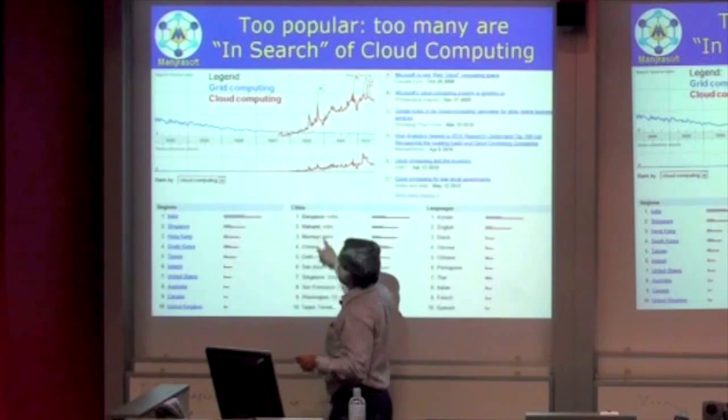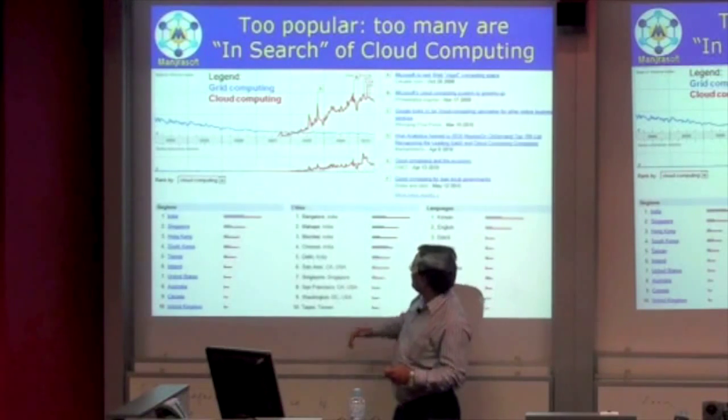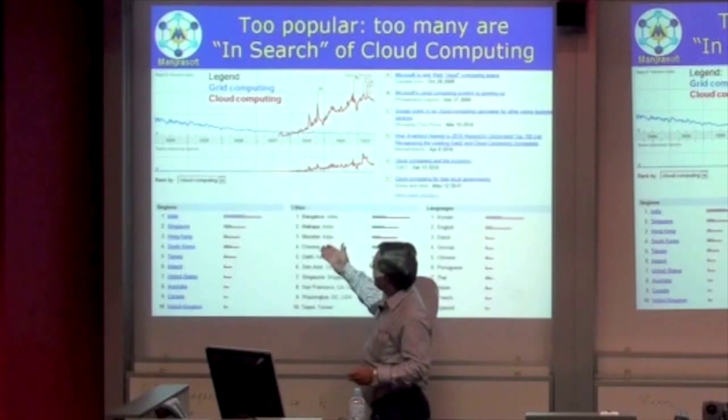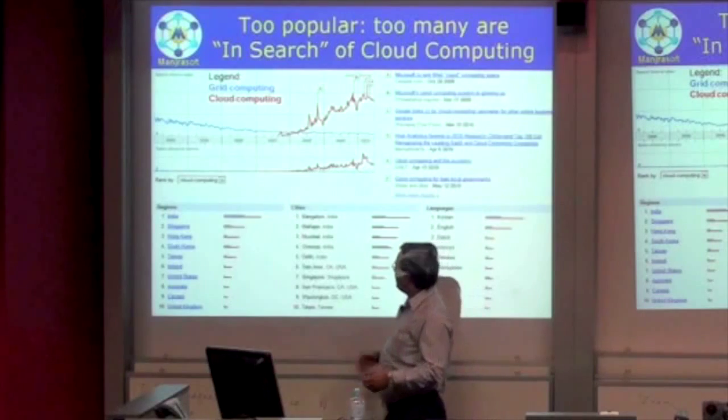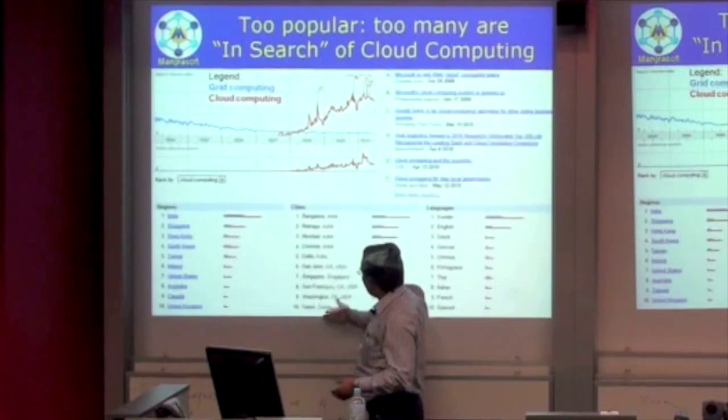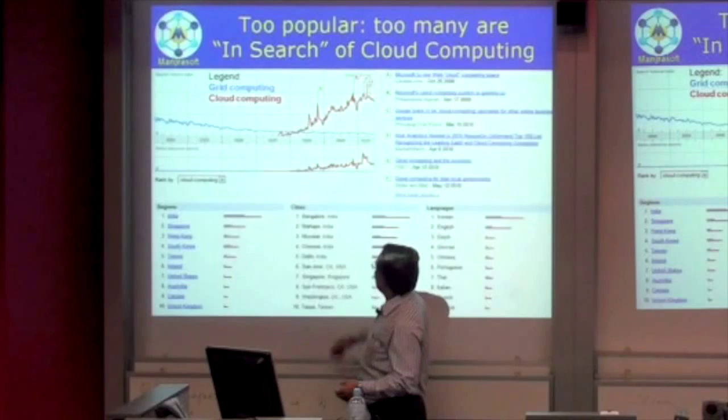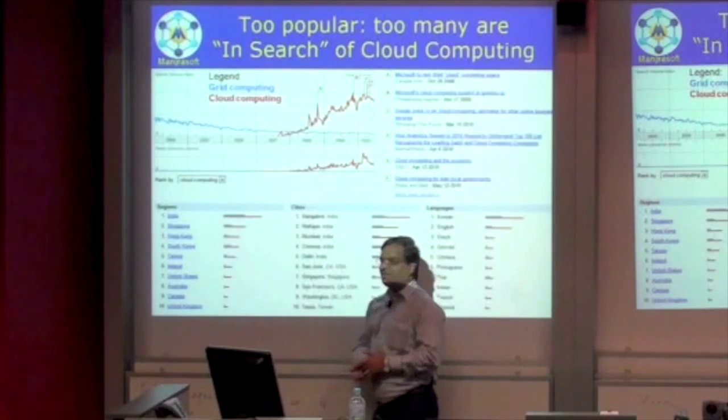So then these are the top 10 cities from where the requests are coming from. So Bangalore and Mumbai, Chennai, these are expected. These are quite dominant cities where IT happens in India. And then Singapore and San Francisco and Taiwan at number 10. So this is how the worldwide trend is.